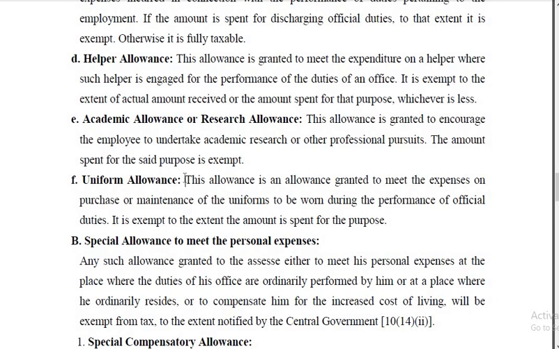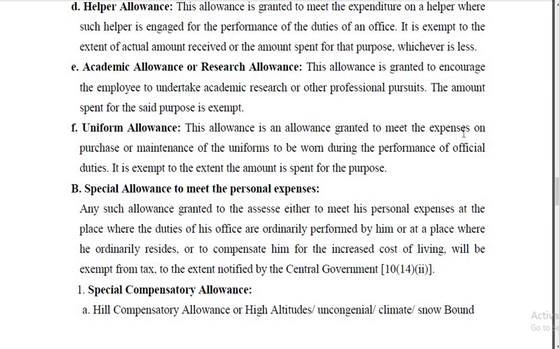Uniform allowance. In some organizations, employees have to put on uniform, and for the purchase of a uniform or maintenance of the uniform, in the process of wearing that in the performance of official duties, the allowance granted is fully exempt if the amount is fully spent.